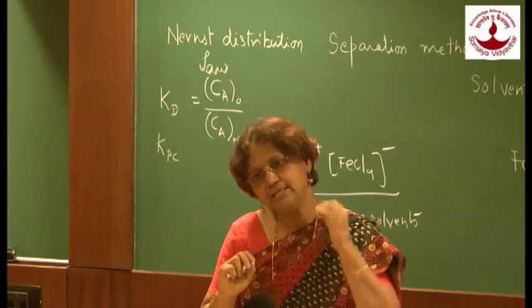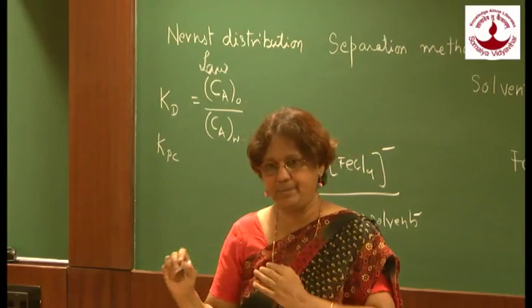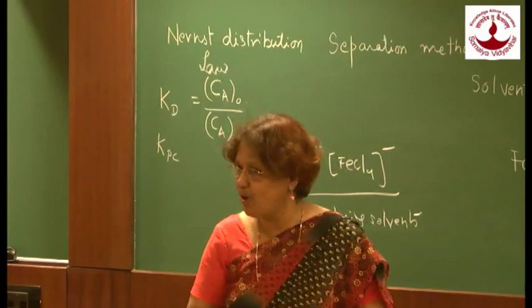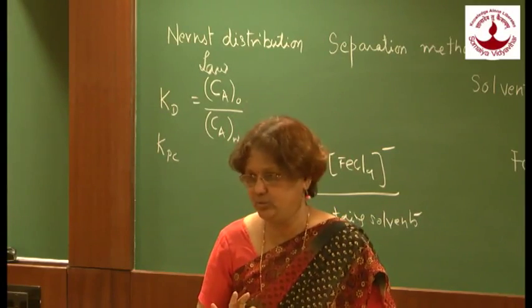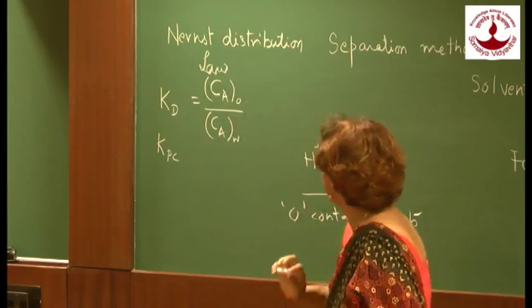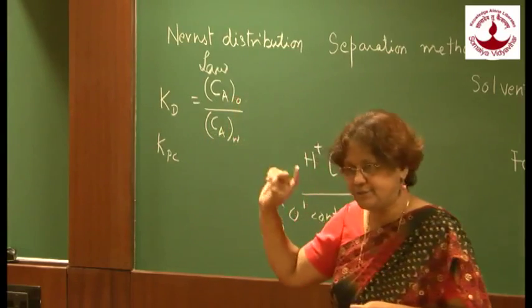There may be 0.0001 gram of the iron present, which we are not capable of detecting with our usual analytical tools, the regular analytical tools. So, this is the Nernst distribution law, is it understood?